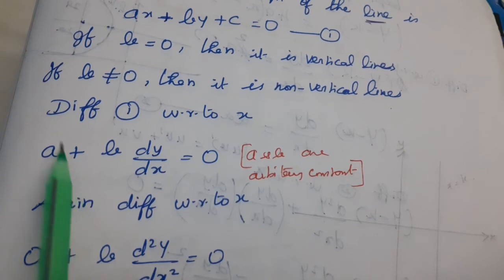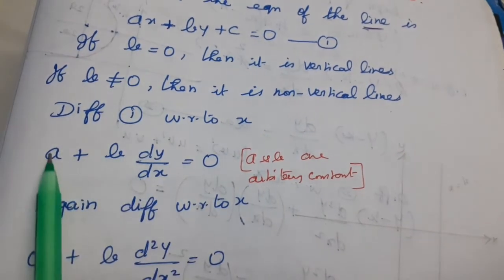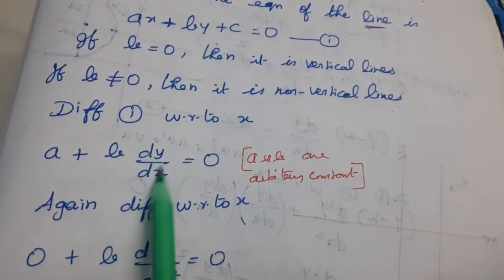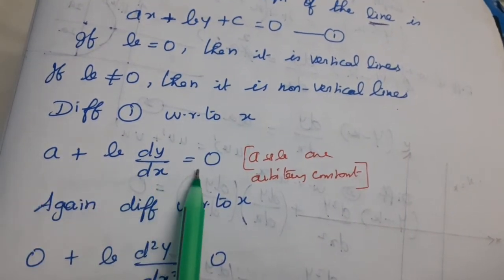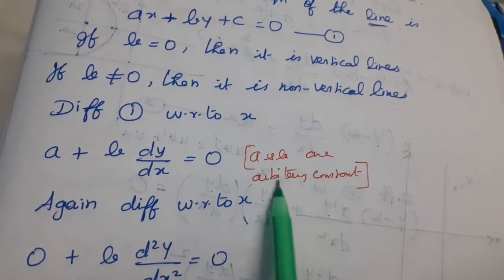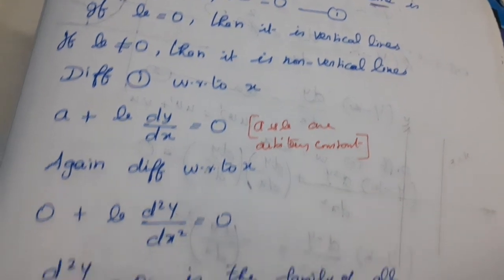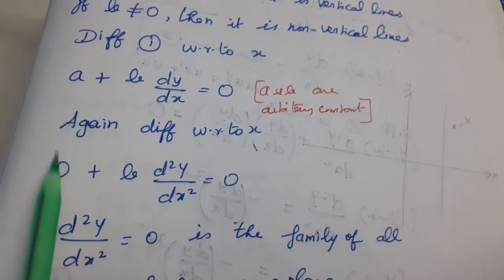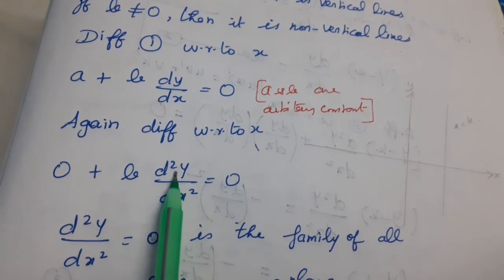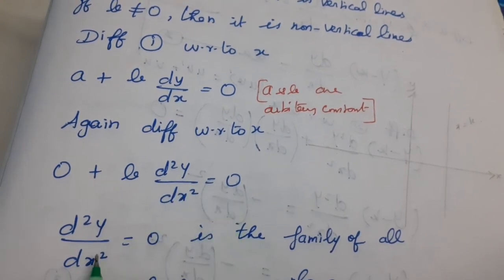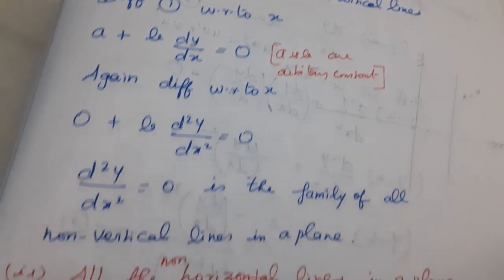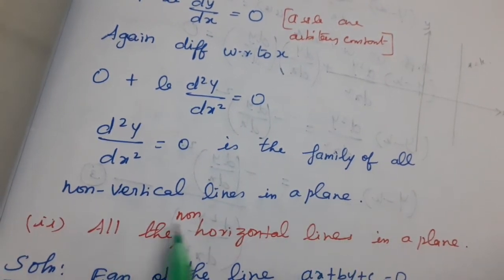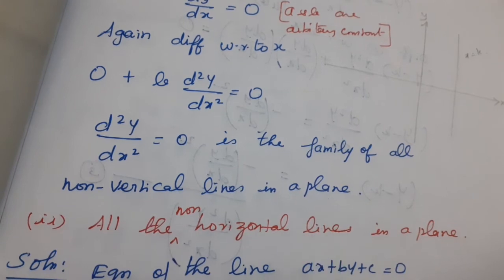Differentiating, ax becomes a, plus b into dy by dx; the constant becomes 0. So a plus b into dy by dx is equal to 0, where a and b are arbitrary constants. Again differentiate with respect to x. a becomes 0, so b into d square y by dx square equal to 0. That is, d square y by dx square equal to 0 is the differential equation of the family of all non-vertical lines in a plane.